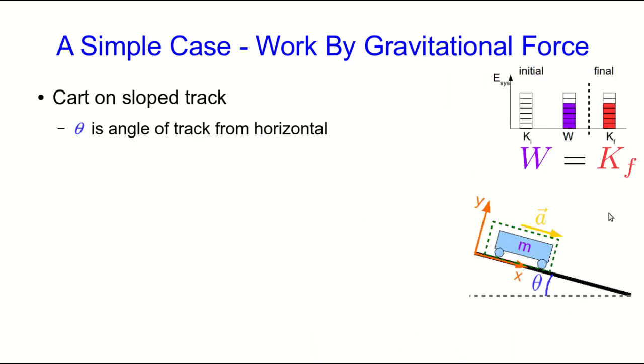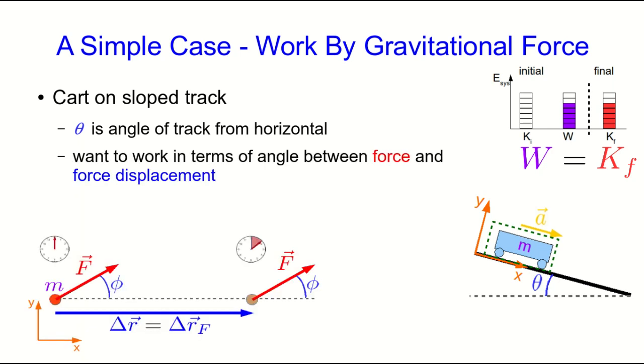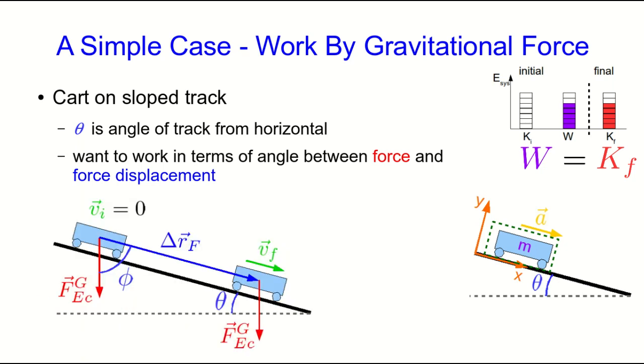Now, normally when we talk about things on slopes, we tend to talk about the angle of the slope from the horizontal. But here that's not actually the angle we want to work in terms of, because remember that we want to work in terms of an angle, which is defined as the angle between the force and the force displacement vector. And so in particular, we want the angle between the gravitational force, which is the only force doing work here, and the force displacement vector. And that is the angle phi indicated in the diagram.